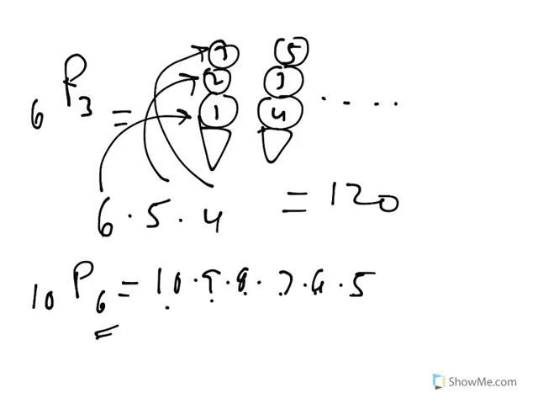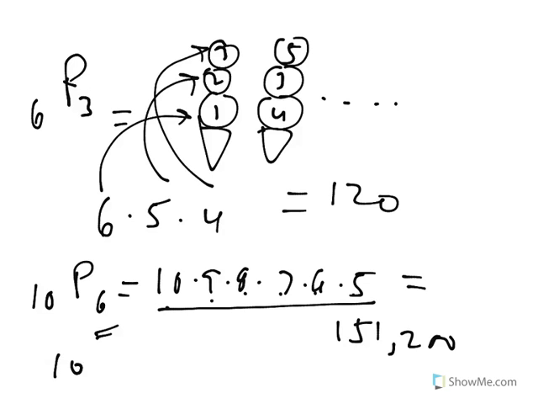It's a big number, 151,200. Now you may have seen things like this before because there's something called factorial. When you see an exclamation point, that means multiply all the numbers 10, 9, 8, 7, 6, 5, 4, 3, 2, 1. And this is related to that.